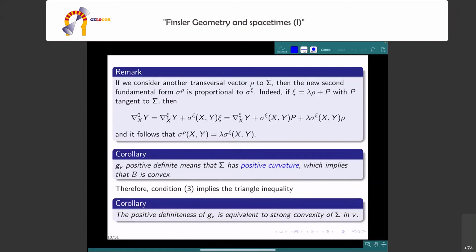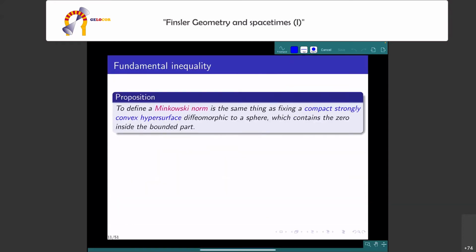In fact, we can claim that the positive definiteness of the fundamental tensor is equivalent to the strong convexity of the indicatrix. This proposition is very important for the rest of the talk and maybe of the mini-course. If you want to define a Minkowski norm, you only need to fix a compact strongly convex hypersurface. Compact strongly convex means that the curvature as a Euclidean hypersurface is positive. It has to be diffeomorphic to a sphere and contain the zero vector inside the bounded part. Basically, you need a kind of egg which contains the zero vector. So to define a Minkowski norm is the same thing as to have this egg with the zero inside.